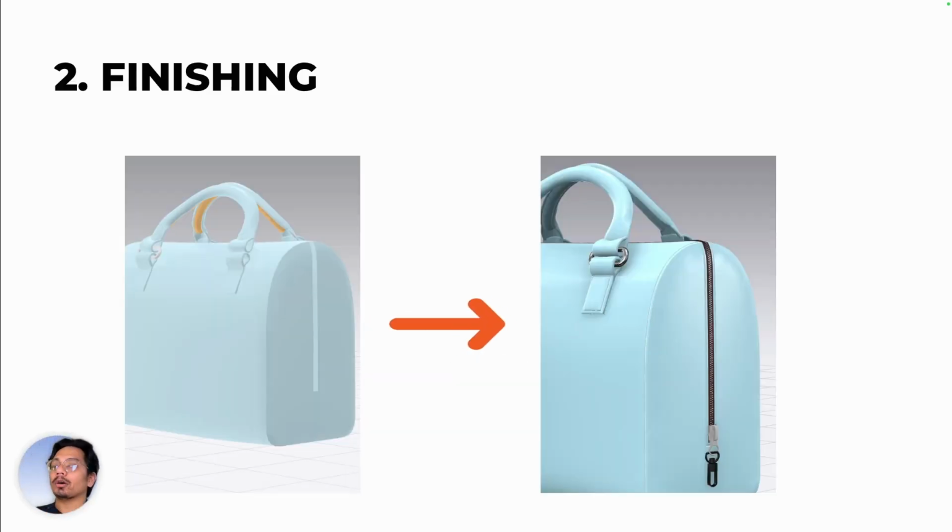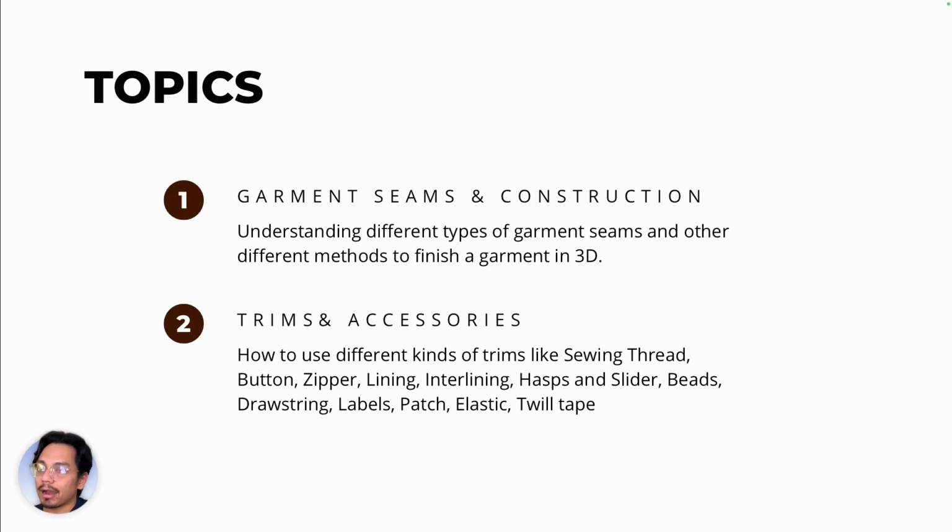Now the second part is finishing. When you stitch your garments in real life, you get seams by default. In CLO it doesn't happen, so you have to understand how the different seams look, for example how different machineries create different kinds of seams, and stitches and everything. You need to understand those parts and then incorporate them. So understanding garments, seams, and construction, trims, and accessories are the important parts for finishing.